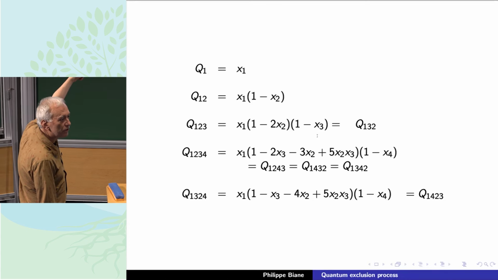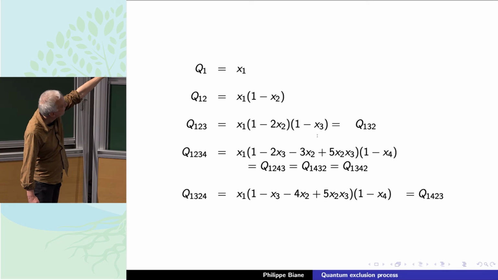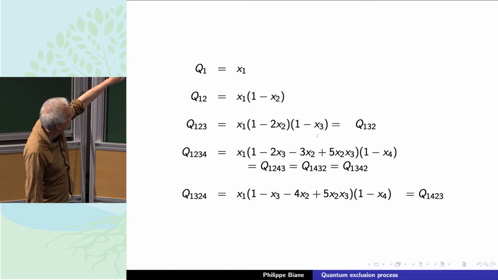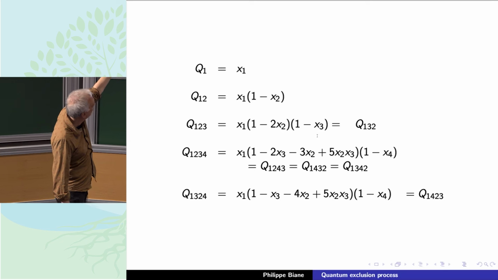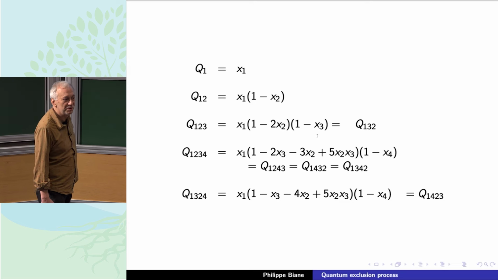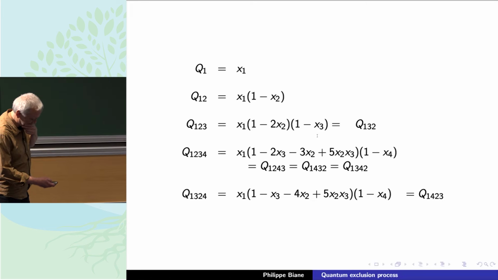This is obvious. The only thing you have to check is when you exchange 2 and 3. When x2 is equal to x3, you look at the last 2 lines. You get 5 times x2 above and 5 times x2 below. So that's what happens.